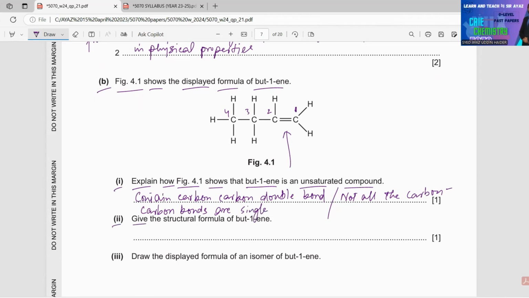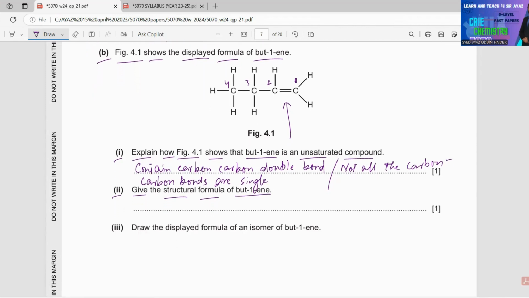Number two, give the structural formula of but-1-ene. Now they are asking you to write down the structural formula. So I'm starting from the left hand side, that's the fourth carbon, we have CH3. Then we have CH2. Then we have CH. Now there's a double bond. You have to show the double bond in the structural formula. So I will show the double bond, CH2. So this will be the structural formula.